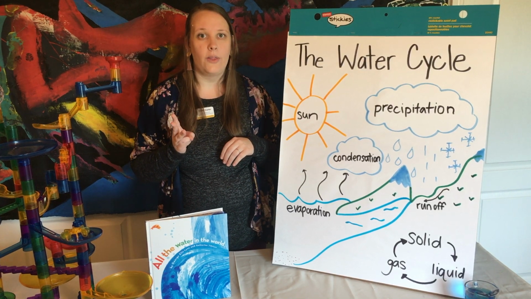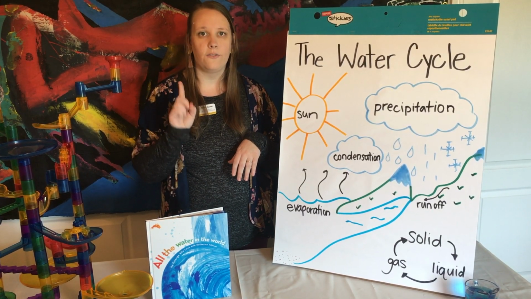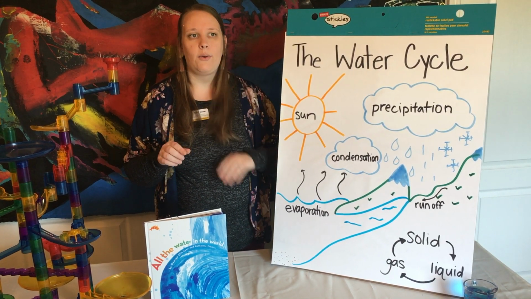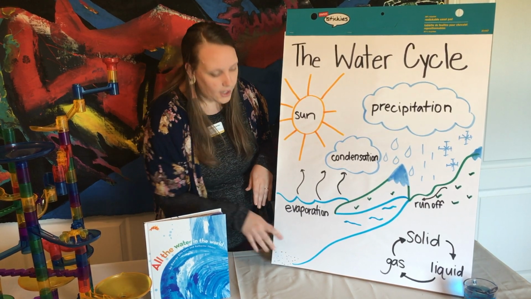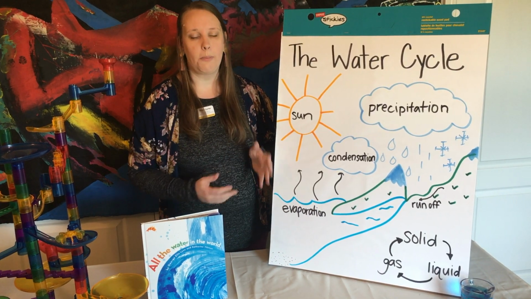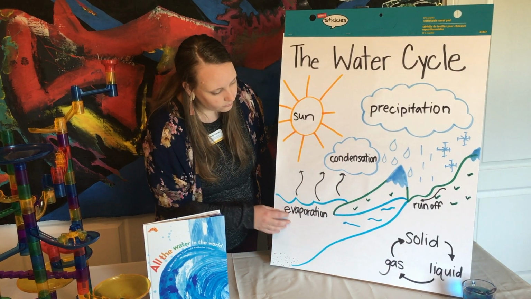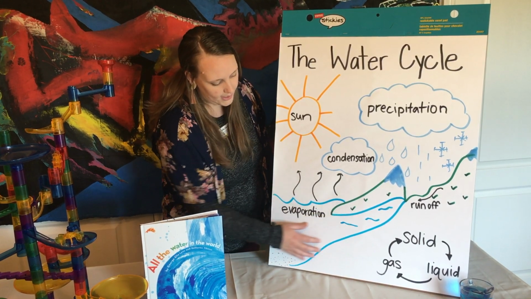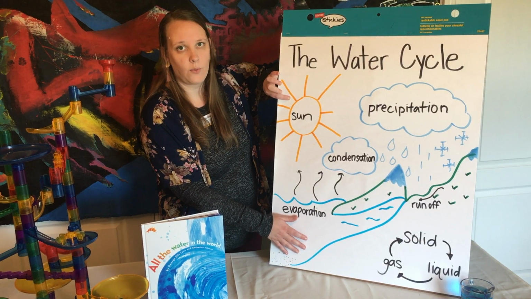You may know that water can be in 3 different states. So the first state is as a liquid. So that would be the water that we can drink, wash our hands with, and that's water that you would find in an ocean or a pond or a lake or a river. So that water, as you can see on my chart here, is right here. So we've got this big pool of water down here, and the sun is heating that water up.